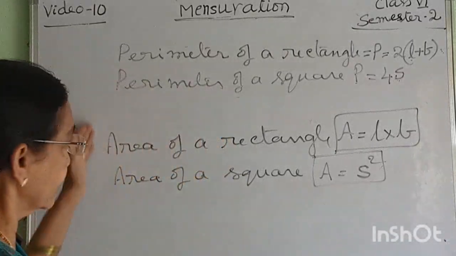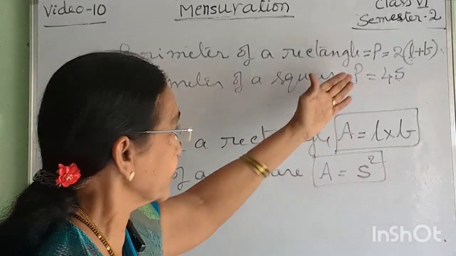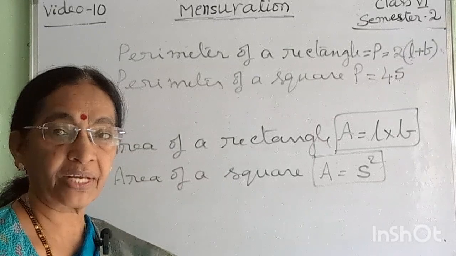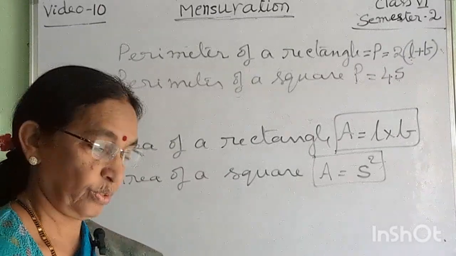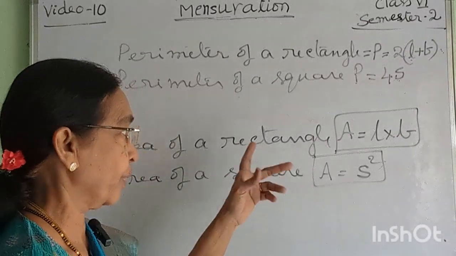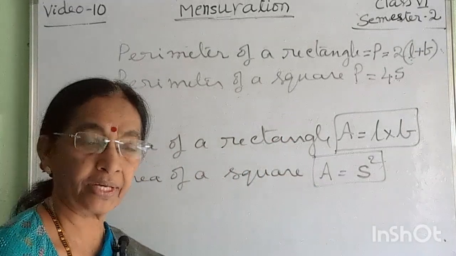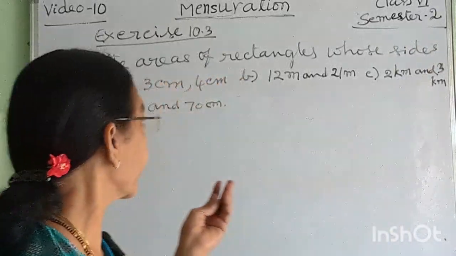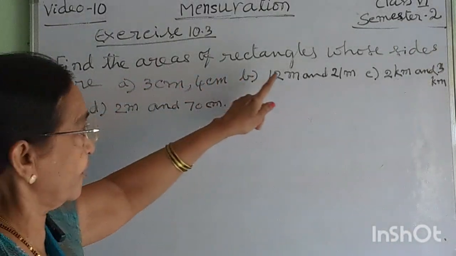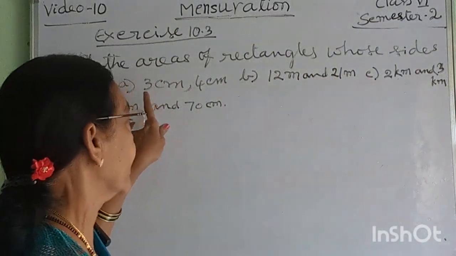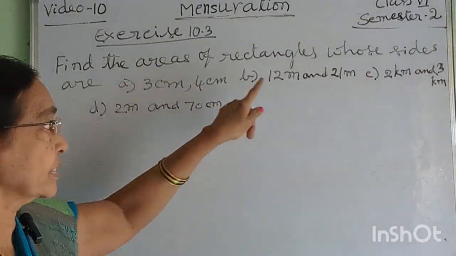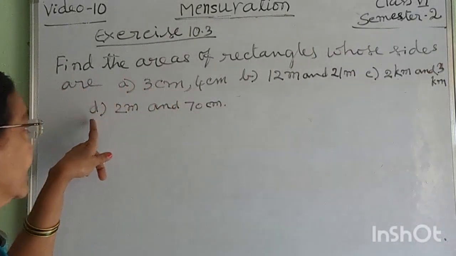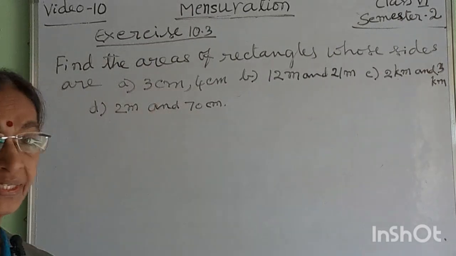So remember these, learn by heart these 4 formulas: perimeter of the rectangle, perimeter of the square, area of the rectangle, area of the square. Now we will do some problems on area of the rectangle and area of the square. Coming to exercise 10.3, the first one is: find the areas of rectangles whose sides are 3 centimeters and 4 centimeters, 12 meters and 21 meters, 2 kilometers and 3 kilometers, and 2 meters and 70 centimeters.